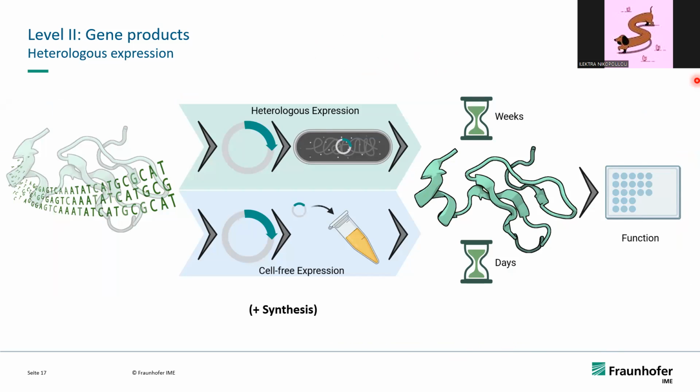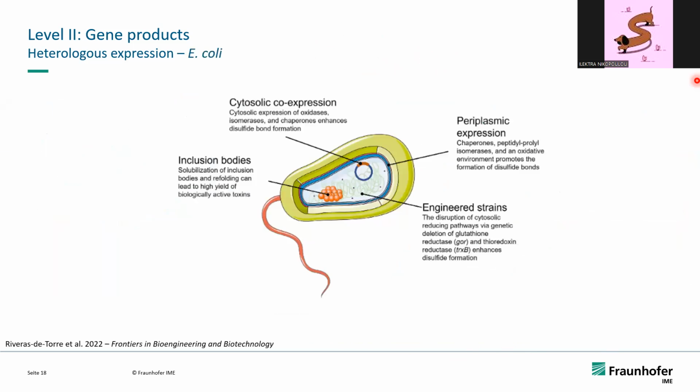And heterologous expression really relies mostly on E. coli. Several other bacterial systems are also available, but E. coli by far is the one that is easiest to handle in the lab. Most protocols are established for this bacterium specifically, and it really is the workhorse, not only in toxin expression, but I would say in most biotech applications globally, probably the most important one.